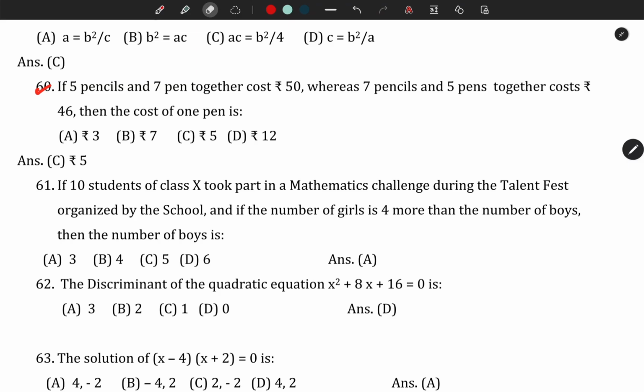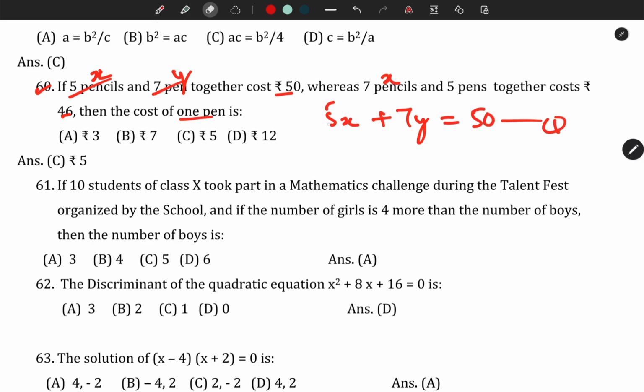Question 60. If 5 pencils and 7 pens cost rupees 50 and 7 pencils and 5 pens together cost rupees 46, then the cost of 1 pen, we have to find the cost of 1 pen. So let's take the cost of 1 pencil as rupees x. So 5 pencils will be 5x and 1 pen we will take as y. So 7 pens together will be 7y. And together the cost will be 50. Let it be equation 1.